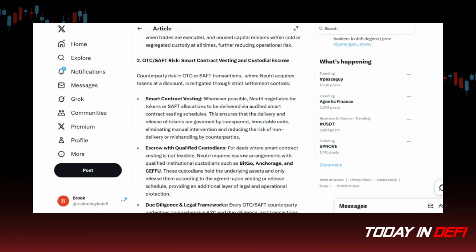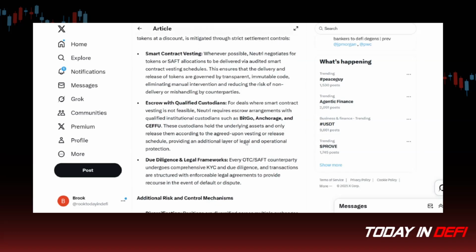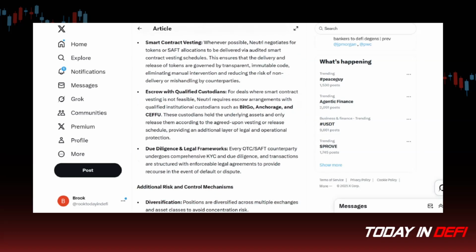So Neutrl has to verify how the smart contract is designed or who the custodian is to see if they're eligible. They'll have their own auditing team to verify that the smart contracts are legit, and they'll also have their own qualified custodian to take care of that. On top of that, before they get any deal done, they have a due diligence team to make sure that the deal will go through and the protocols they're dealing with are also legit.